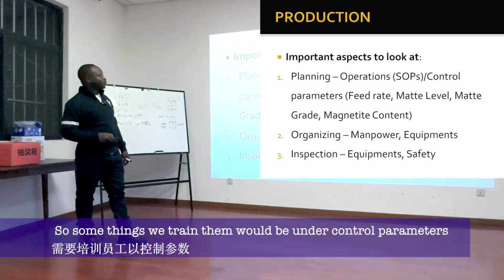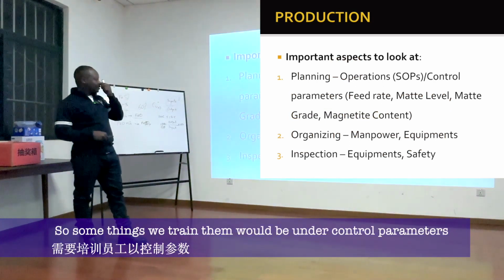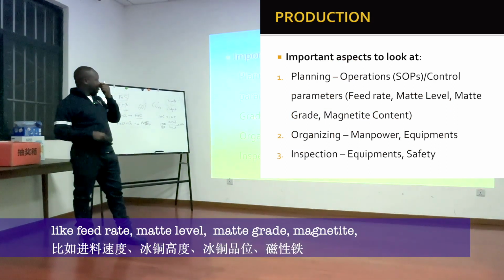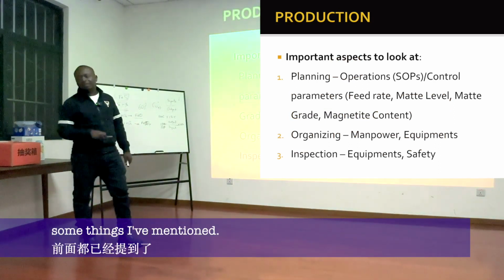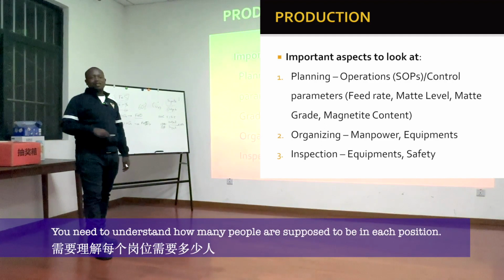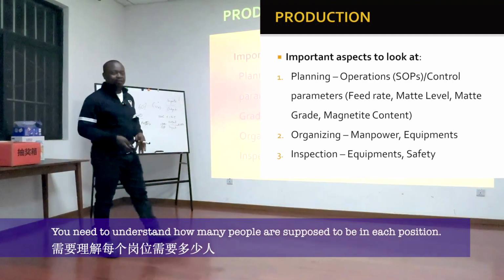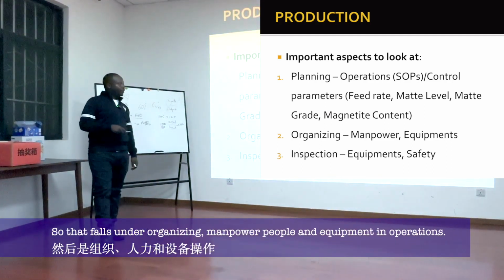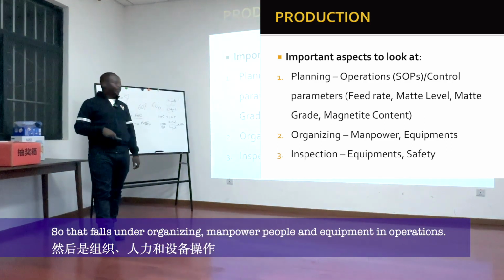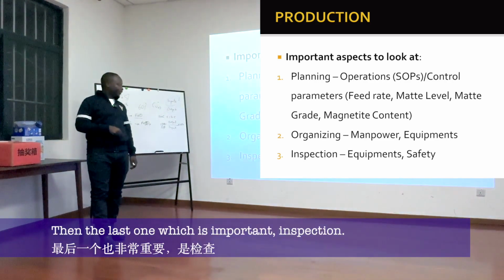So some things we train them would be under control parameters like feed rate, matte level, matte grade, magnetite, some things I've mentioned. Then there's also organizing. You need to understand how many people are supposed to be in each position. So that falls under organizing. Manpower, people, and equipment in operations. Then the last one, which is important, inspection.